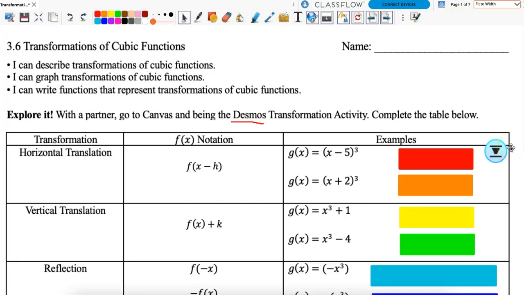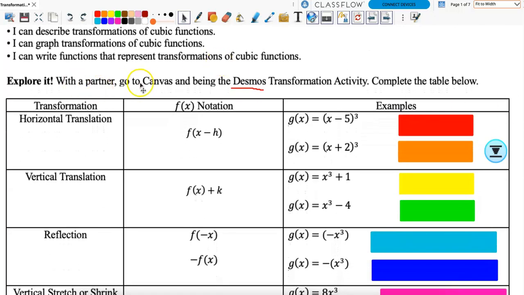Welcome to a video on transformations of cubic functions. You have seen this before in Module 1 and Module 2 with quadratic functions, absolute value functions, and linear functions, but we are going to talk about cubics today. We have three goals: we're going to describe transformations, graph them, as well as write functions from them.